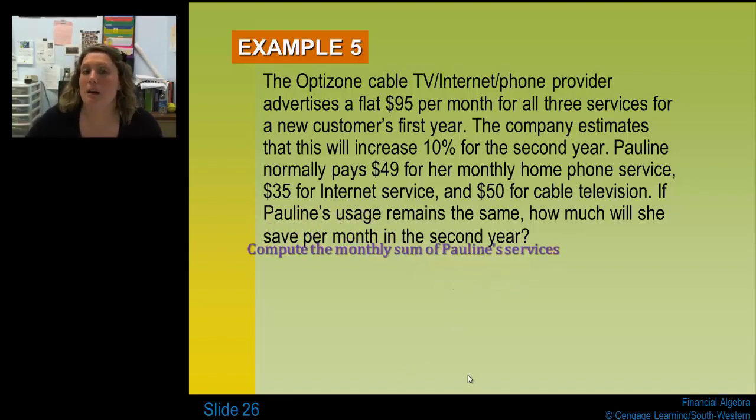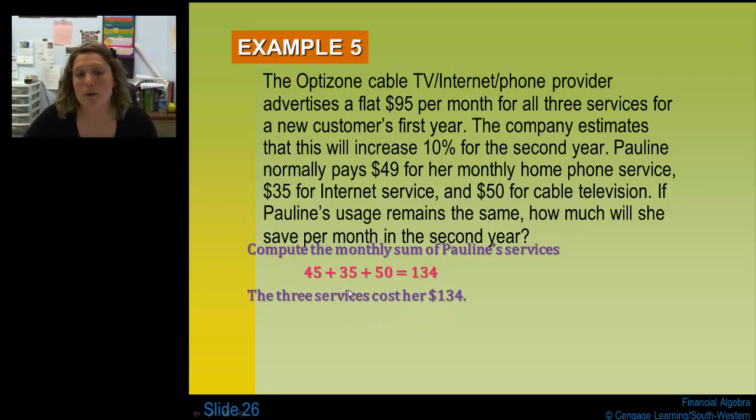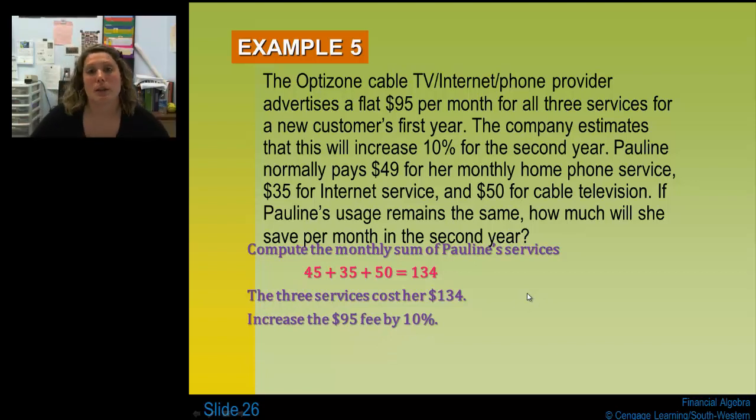So the first thing we need to calculate here is the monthly sum of Pauline's service. What is she paying right now for those 3 services combined? So total them up, 45 plus 35 plus 50, and you get 134. So the 3 services cost her $134. Now we have to figure out what it's going to cost her in the second year if she were to go for this $95 flat fee. But they increase it by 10%. So we need to find the increase.